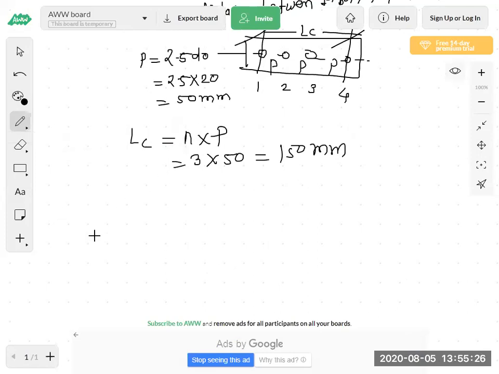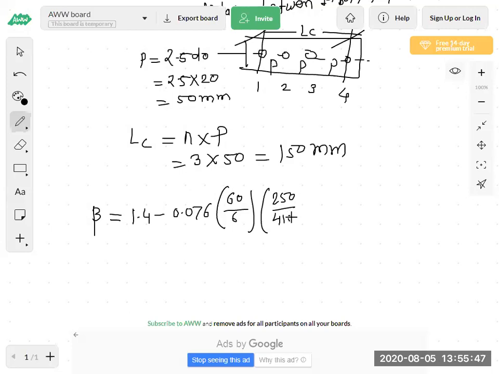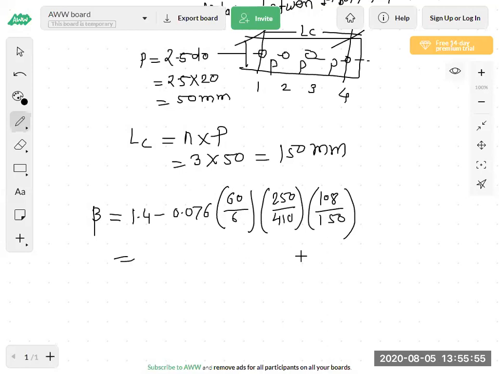Now, beta, we have to calculate beta. So 1.4 minus 0.769 into W by T, which they have given. W is 60 mm, T is 6 mm. Then Fy upon Fu, 250 divided by 410. Now BS upon LC. BS is 108 and LC is 150. Now calculate it. What is beta?